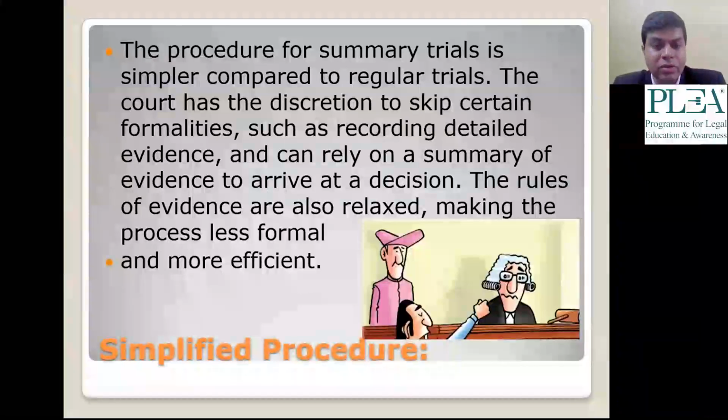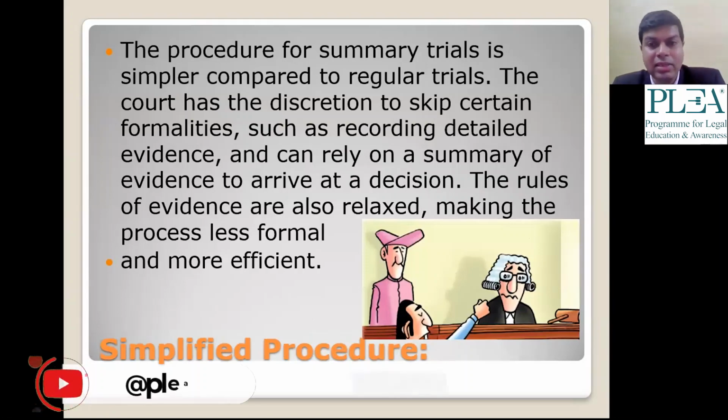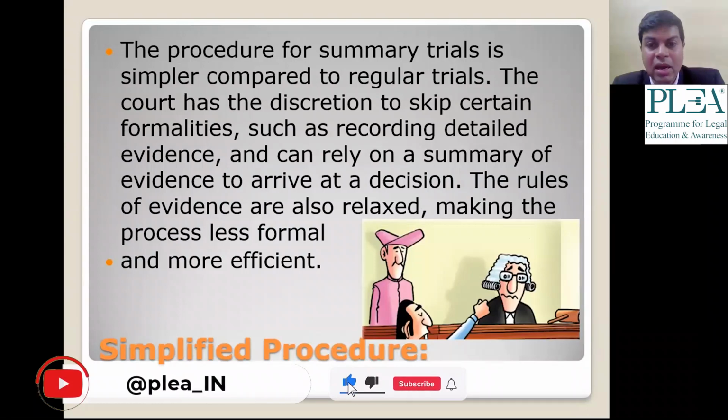Procedure for summary trial. The procedure for summary trial is simpler compared to the regular trial. The court has discretion to skip certain formalities such as recording detailed evidence and can rely on a summary of evidence to arrive at a decision. The rules of evidence are also relaxed, making the process less formal and more efficient.